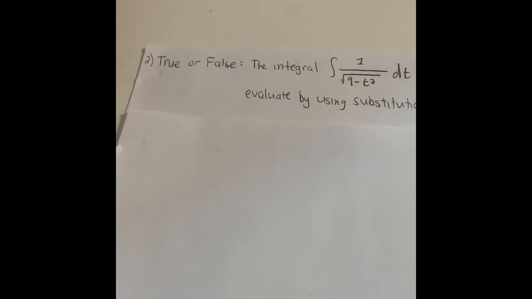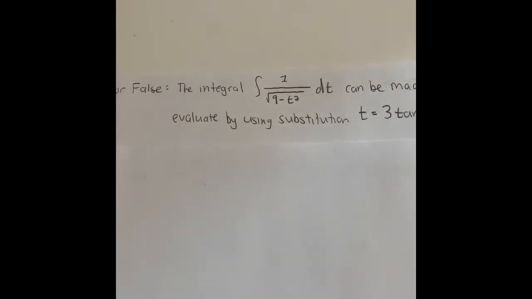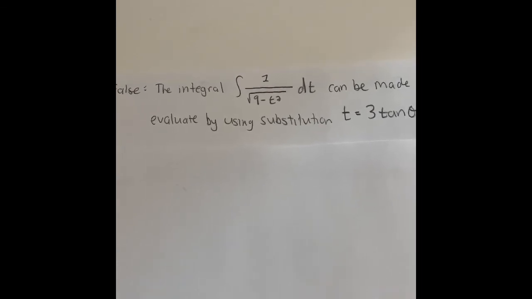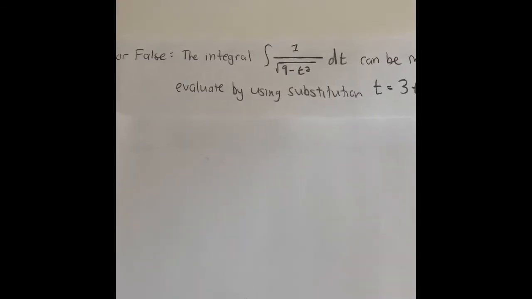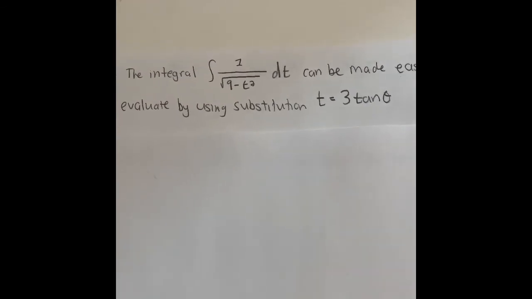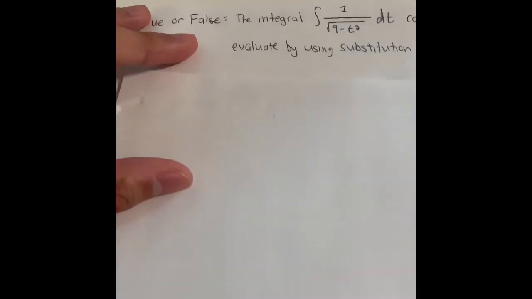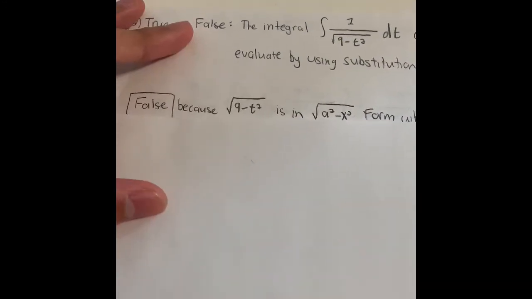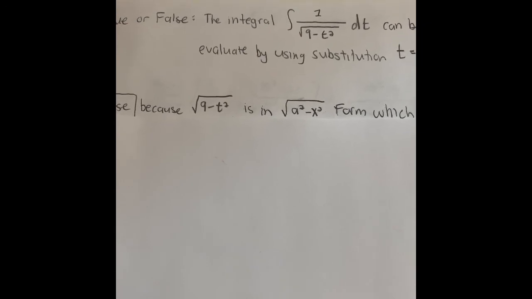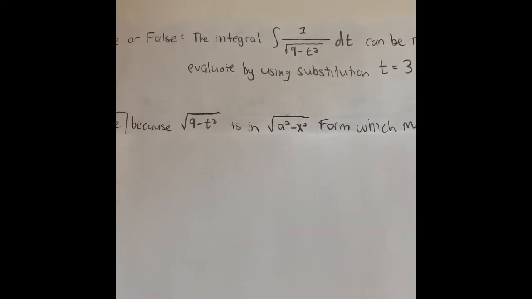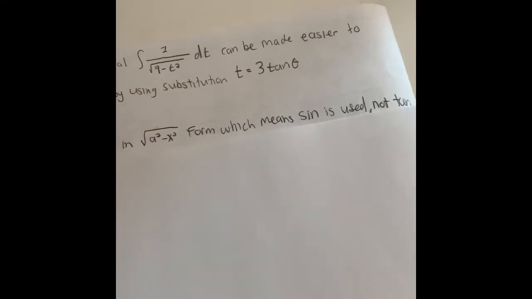Question 2 is a true or false question. It asks whether the integral of 1 over square root of 9 minus t squared can be made easier to evaluate by using the substitution t equals 3 tangent theta. The answer is false, because the square root of 9 minus t squared is in the square root of a squared minus x squared form, which means that sine is used, not tangent.